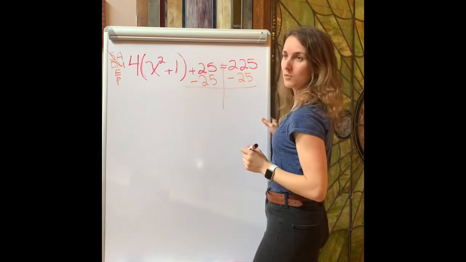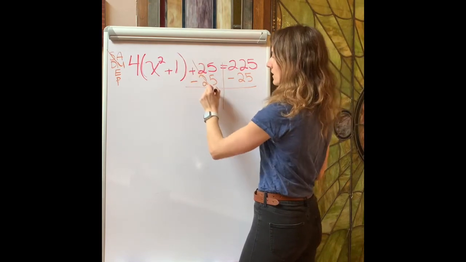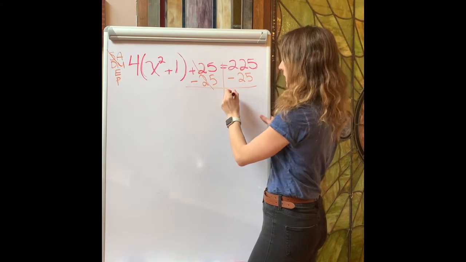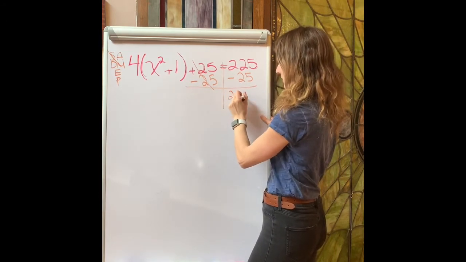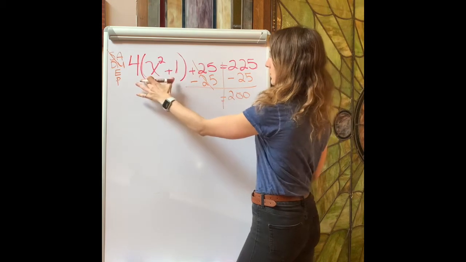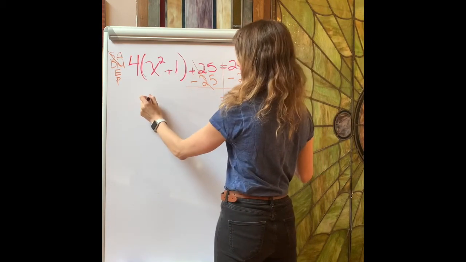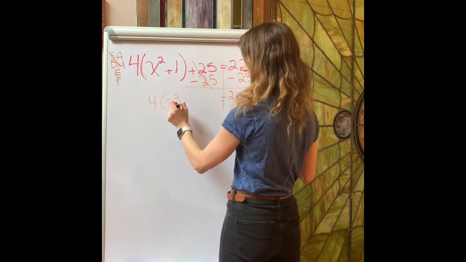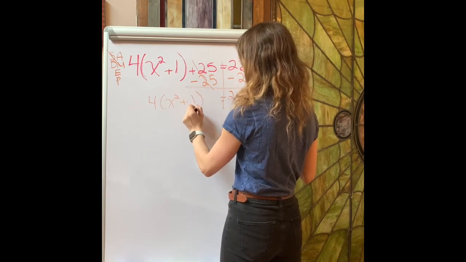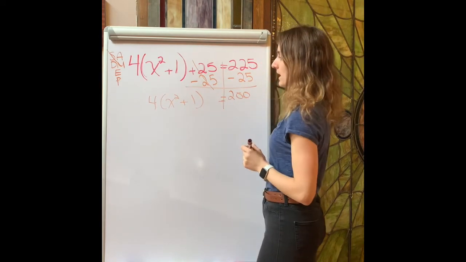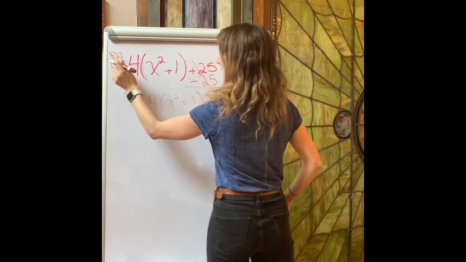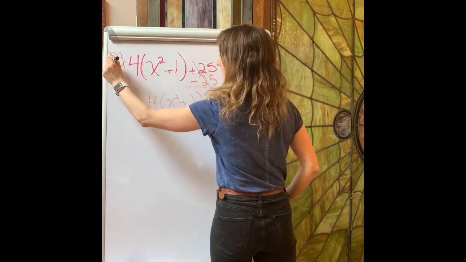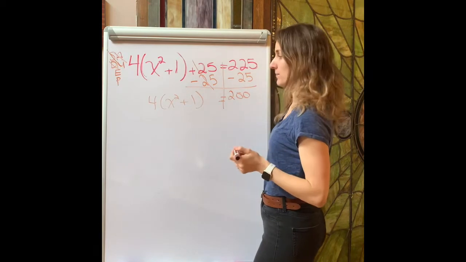Okay, 25 minus 25 is 0. That cancels out. 225 minus 25 is 200. I'm going to then write the remaining parts of my problem: 4, parentheses, x squared, that means times, plus 1, close parentheses, equals 200. Okay, I've done my addition. Now I'm going to look for division. I don't see any division here, so I'm going to get rid of that. I've done it. Is there any multiplication?